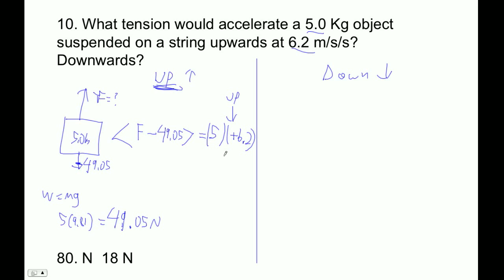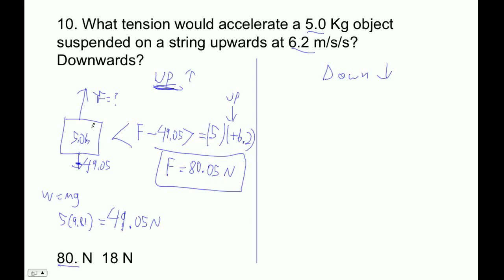I'm going to add this to both sides, so that plus 5 times 6.2, I get 80.05. And that's the force. So there's our answer there.